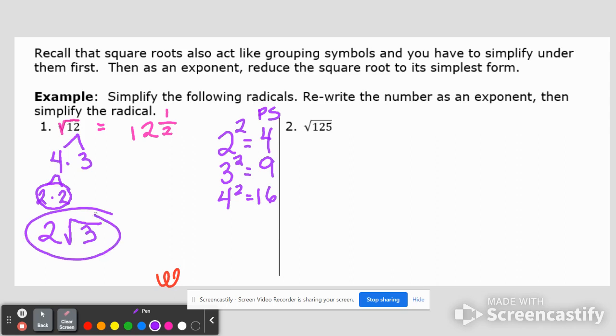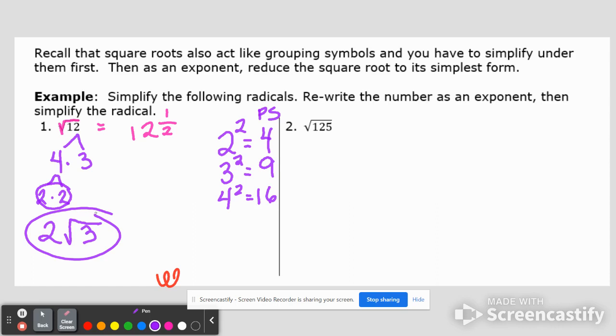And the really neat thing is if you type that into a calculator, like if you did square root of 12 and you got that crazy long decimal, it would be the same crazy long decimal as 2 square root of 3. So those are the same answer. Just one is more simplified.